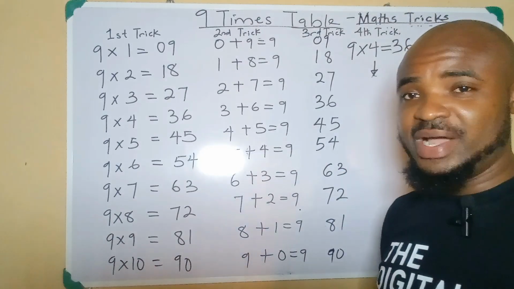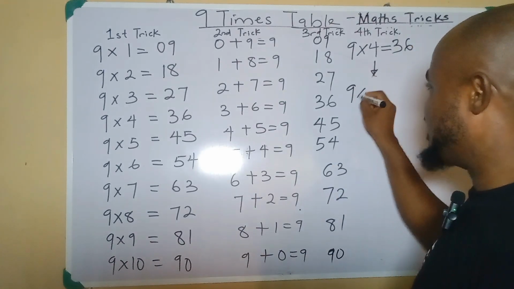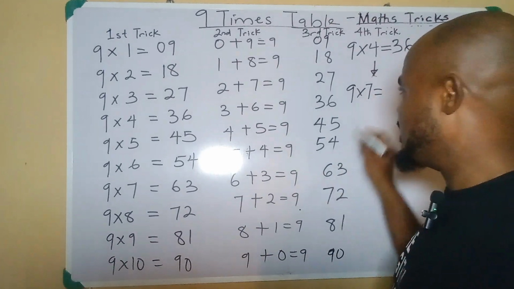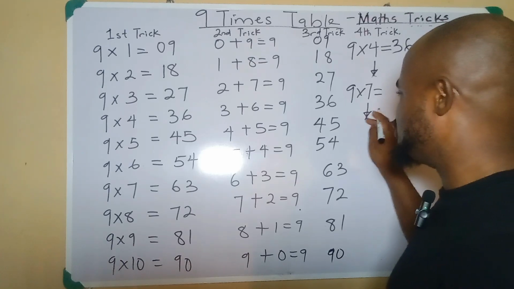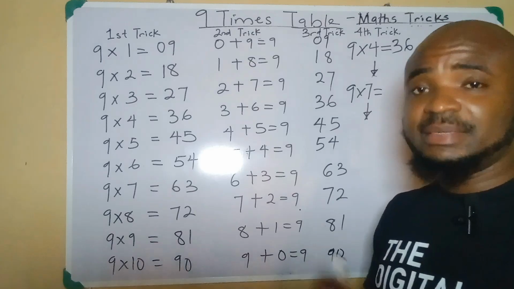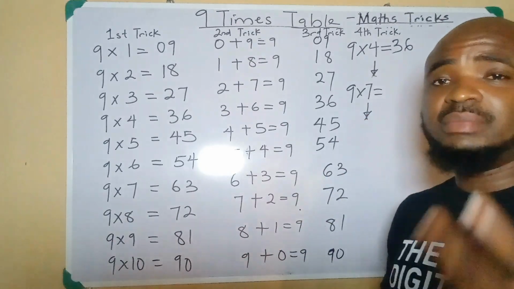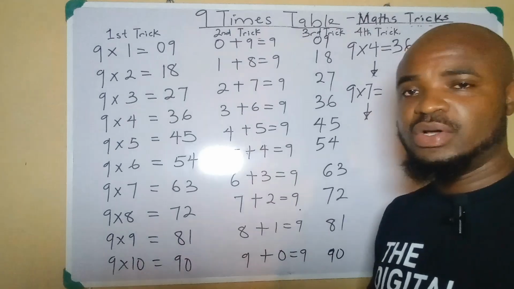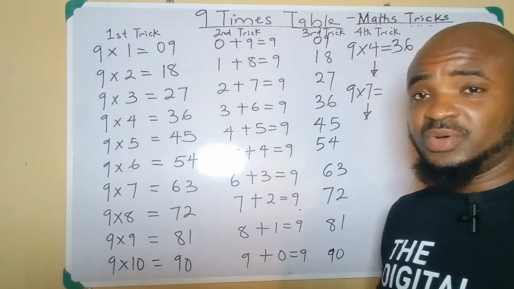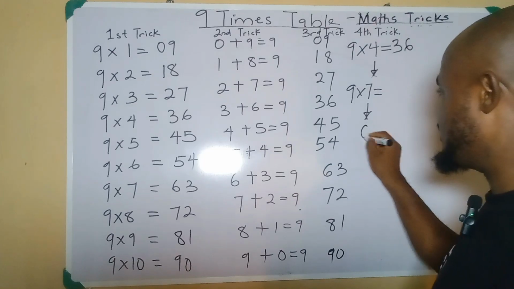I know you're blown away, right? Yes, I know. So let's take one more example. Let's say 9 times 7. So let's assume you do not know the answer. You don't know the product of 9 and 7. Now, you're going to take 7 backward by 1. That is, what number comes before 7? And that is what? 6. After 6, we have what? 7. So I'll write 6 here.